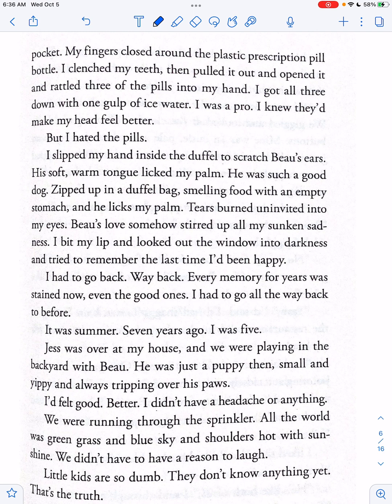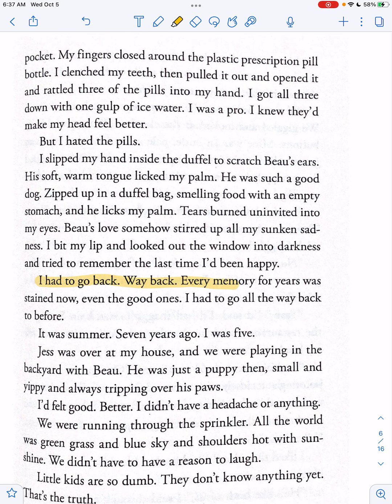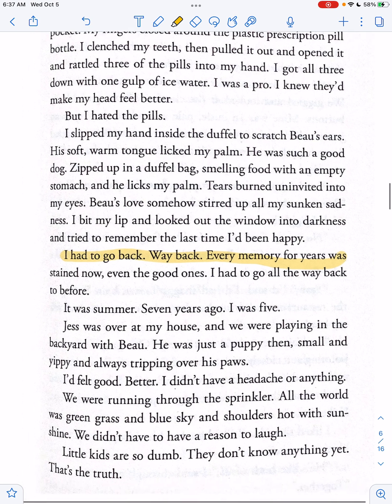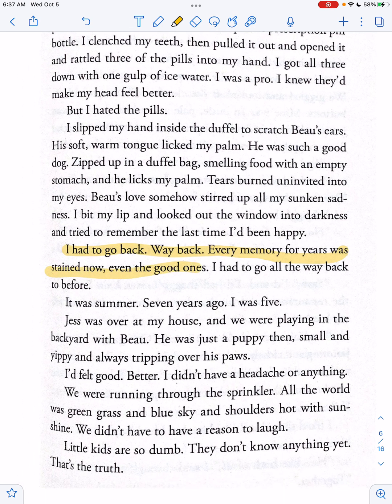Tears burned uninvited into my eyes. Bo's love somehow stirred up all my sunken sadness. I bit my lip and looked out the window into the darkness and tried to remember the last time I'd been happy. I had to go back, way back. Every memory for years was stained now, even the good ones. I had to go all the way back to before. It was summer, 7 years ago.